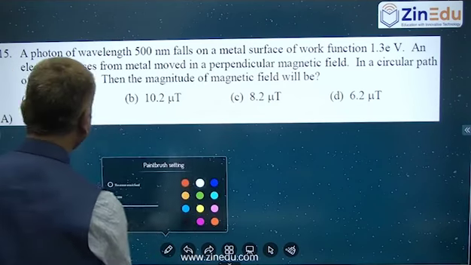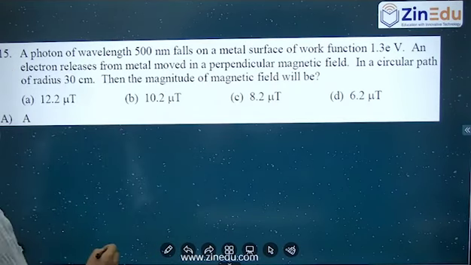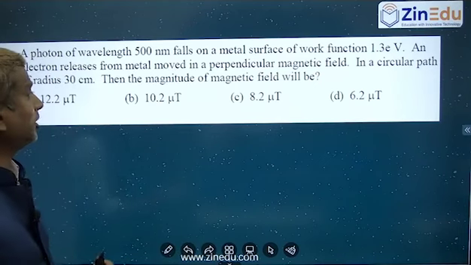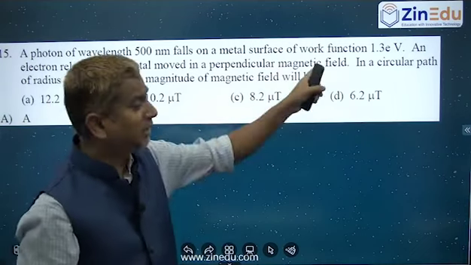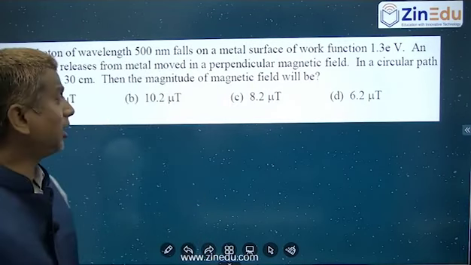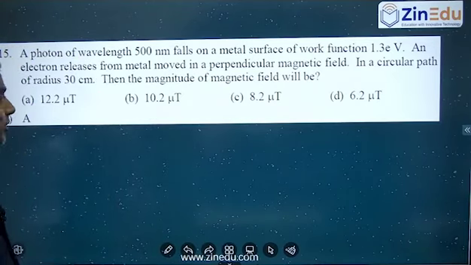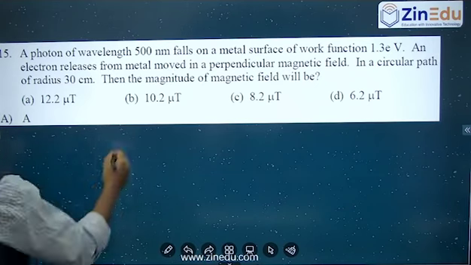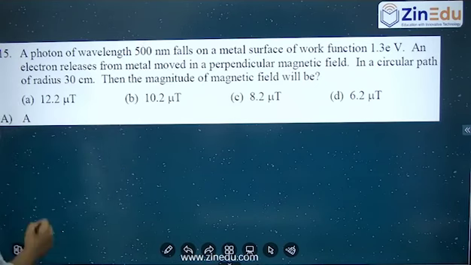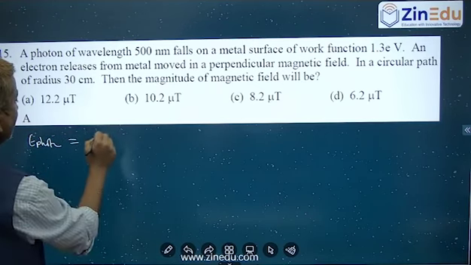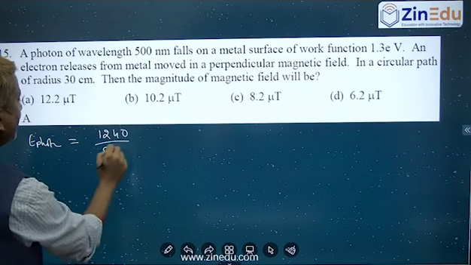So for that, first the photon is falling on a metal surface of work function 1.3 electron volts. Then electrons are ejected out with some kinetic energy. Once electrons are ejected out with some kinetic energy, that electron is moving perpendicular to the magnetic field, so it will move in a circular path of some radius. Then what is that magnetic field? They are asking the magnitude of the magnetic field. So first we'll try to calculate the kinetic energy. For that, you need to get the photon energy also. What is the energy of photon? hc by lambda. Since it is given in nanometers, you can write 1240 by 500 nanometers.